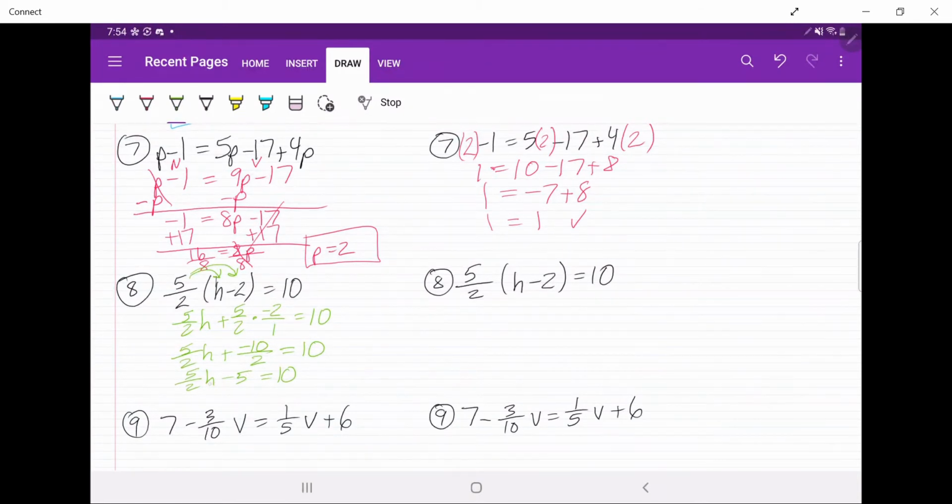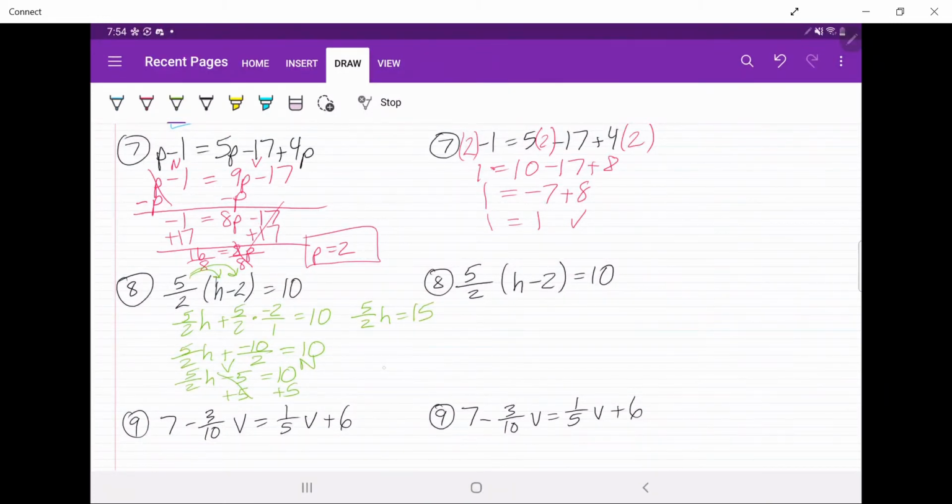Now we need to get variables on one side. We'll have variables on the left and numbers on the right. So we need to get rid of anything that's not a variable. In this case, it's -5. So we add 5 to both sides. And our new equation, I'm going to write it on the right-hand side now, at the top. 5/2h is equal to 10 plus 5, which is 15.